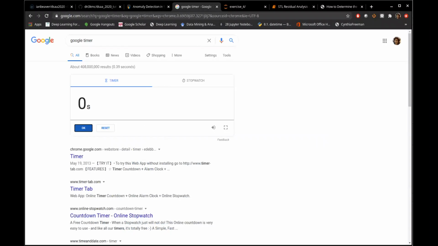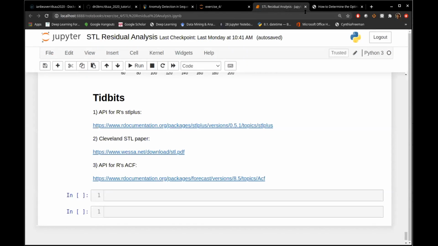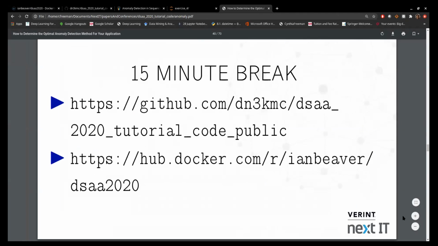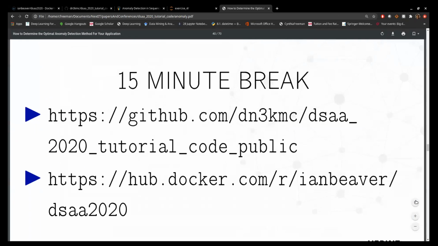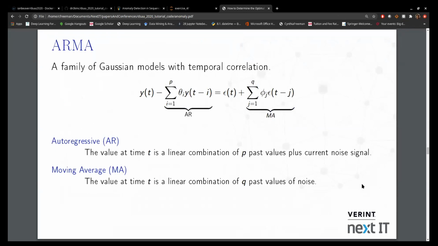All right, well, we are going to continue this tutorial. Hopefully everyone has had a chance to use the bathroom, get a snack, and so on. So previously, we talked about STL and using its residuals as a way to find anomalies. And now we're going to actually talk about SARIMA models.